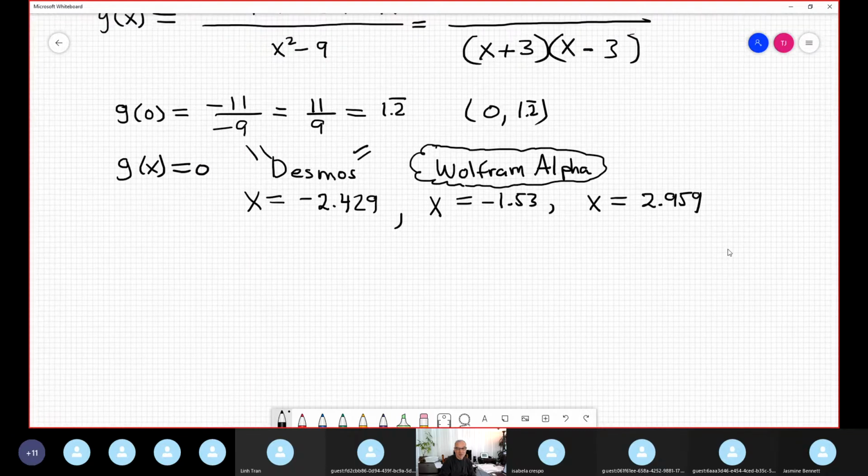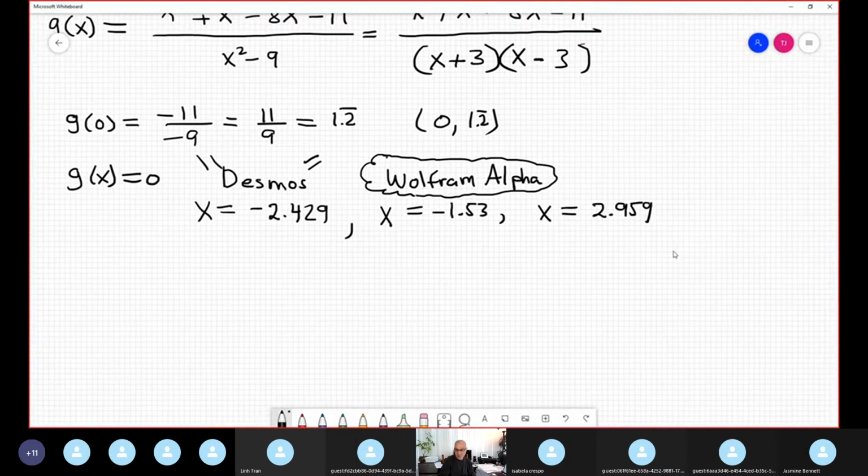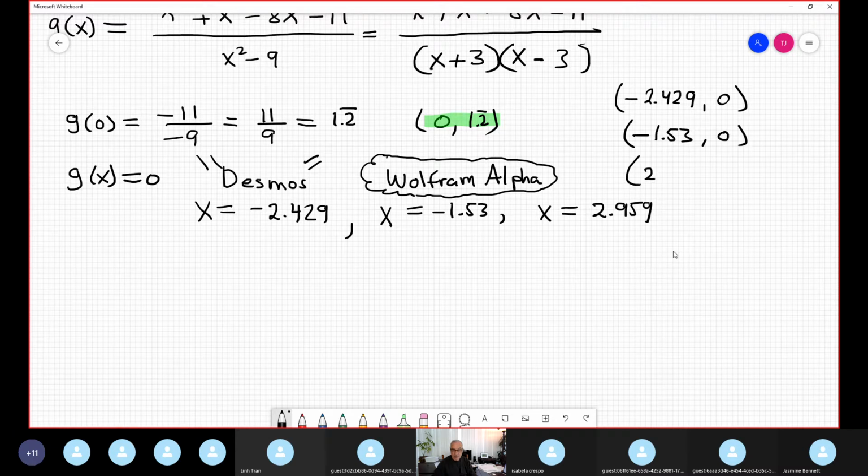Okay, so we have in my hand one Y-intercept and 3 X-intercepts, which are negative 2.429,0 and negative 1.53,0 and positive 2.959,0. Wow, we have 4 points so far.